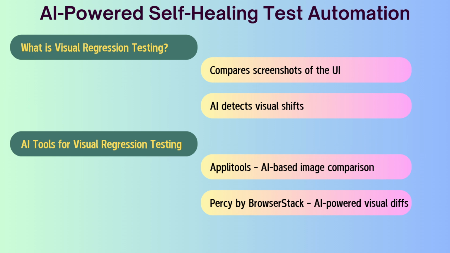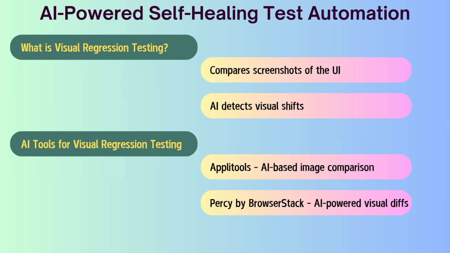So what is visual regression testing? It compares a screenshot of the UI before and after changes, and AI detects visual shifts that traditional automation might miss. For example, a minor CSS update slightly moves a buy now button. The functionality is fine, but visually it is off. AI-powered visual regression testing detects and flags these changes before release.